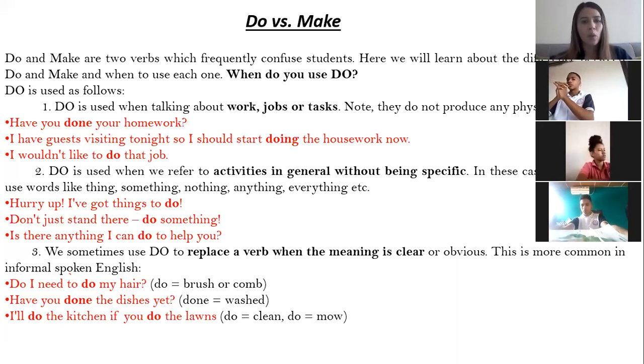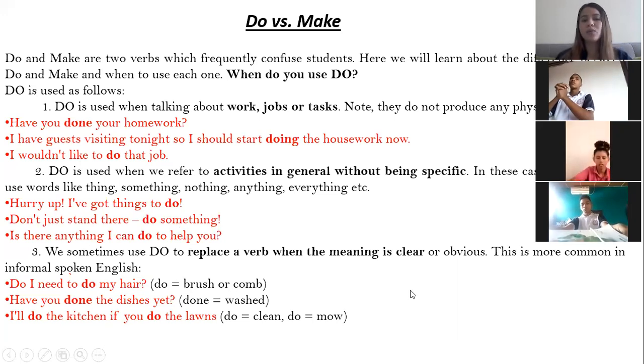Hurry up. I've got things to do. Don't just stand here. Do something. Haz algo. Cosas que hacer. Things to do. Do something. Haz algo. Is there anything I can do to help you?